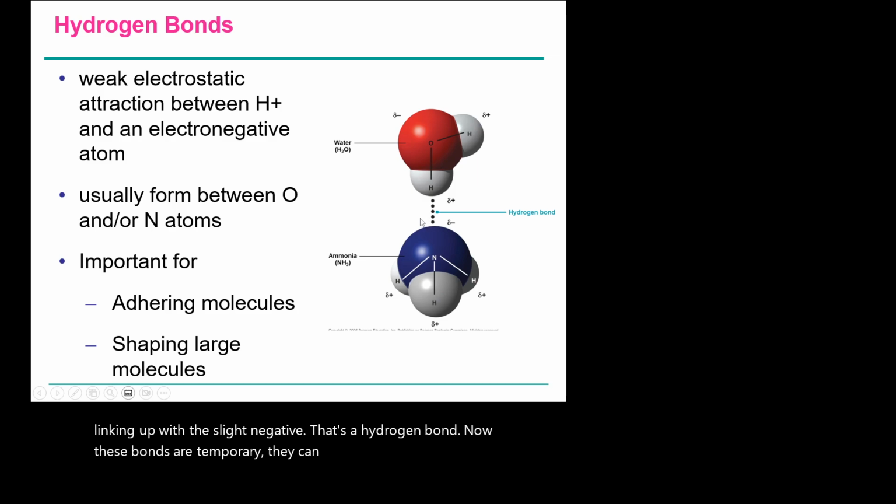Now, these bonds are temporary. They can easily form and be broken, but they do still play an important role in shaping molecules like proteins, which we'll get to more in a later chapter, and also adhering molecules together and allowing for processes to occur in a living thing. Like we'll see the role of this in the process of photosynthesis, water transport, and in fact, the emergent properties of water, which is our next topic, is because of the hydrogen bonds that form between water molecules. So we'll leave it at that for today and get to the emergent properties of water in our next lesson for chapter 2.